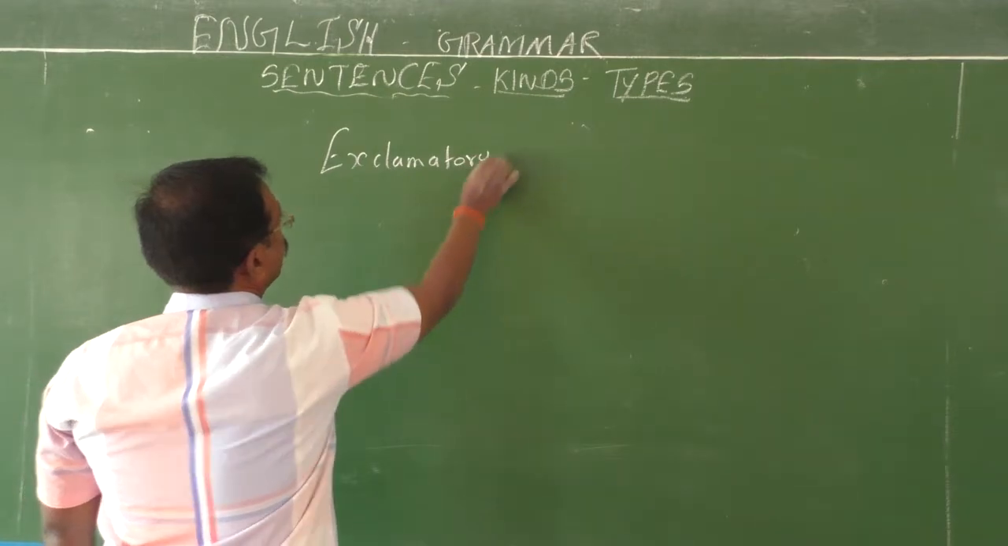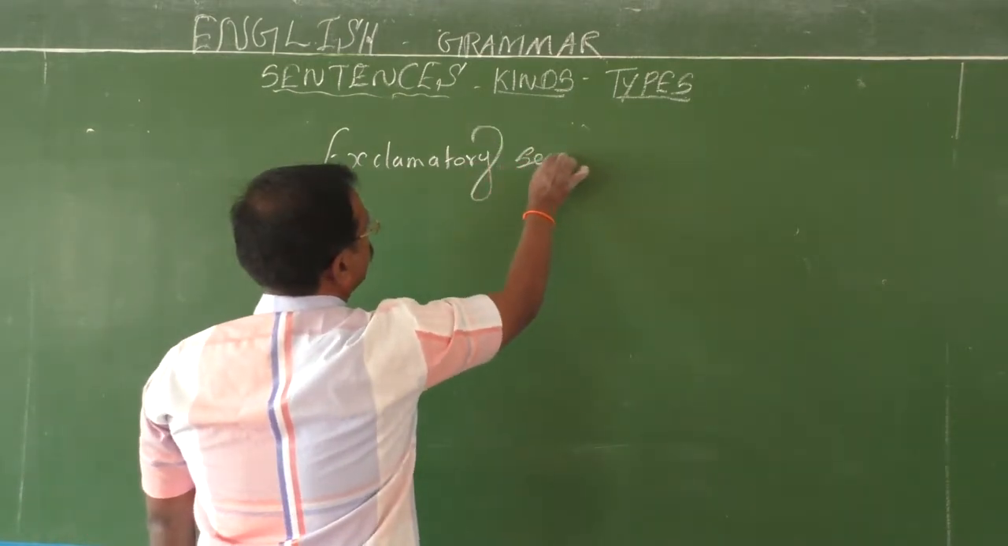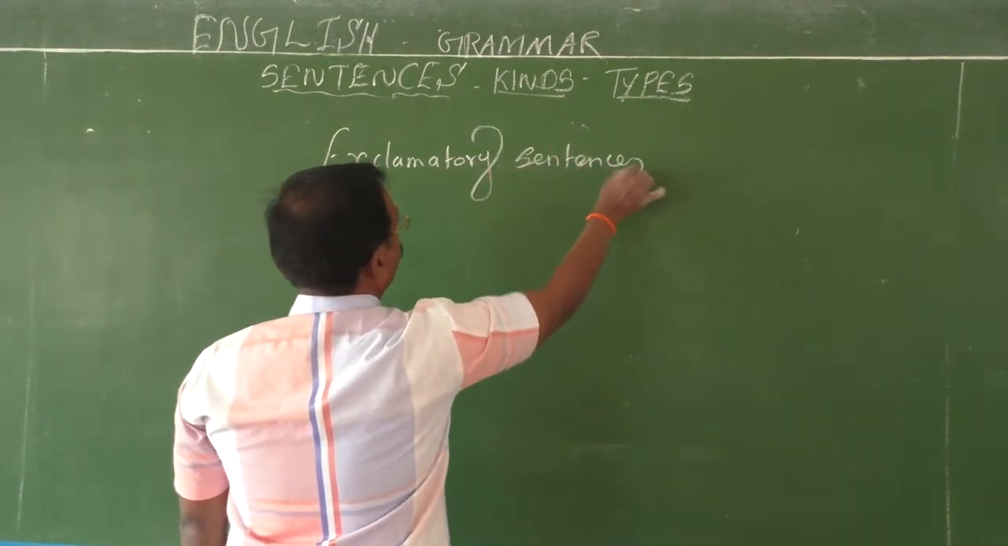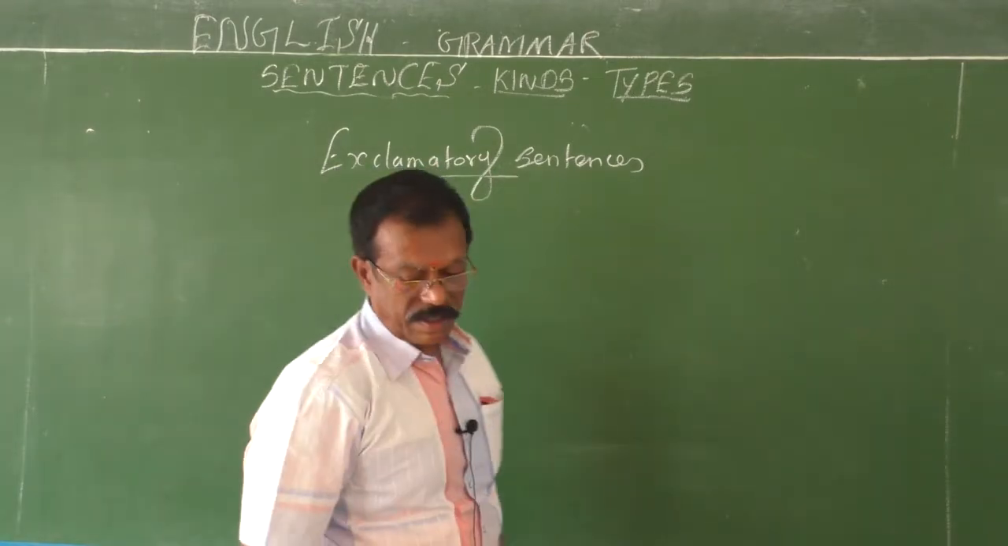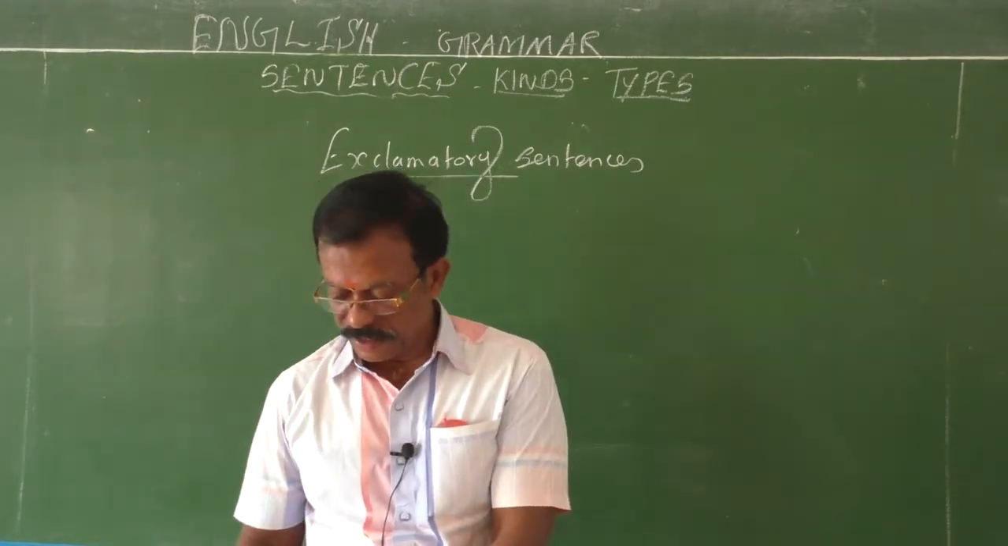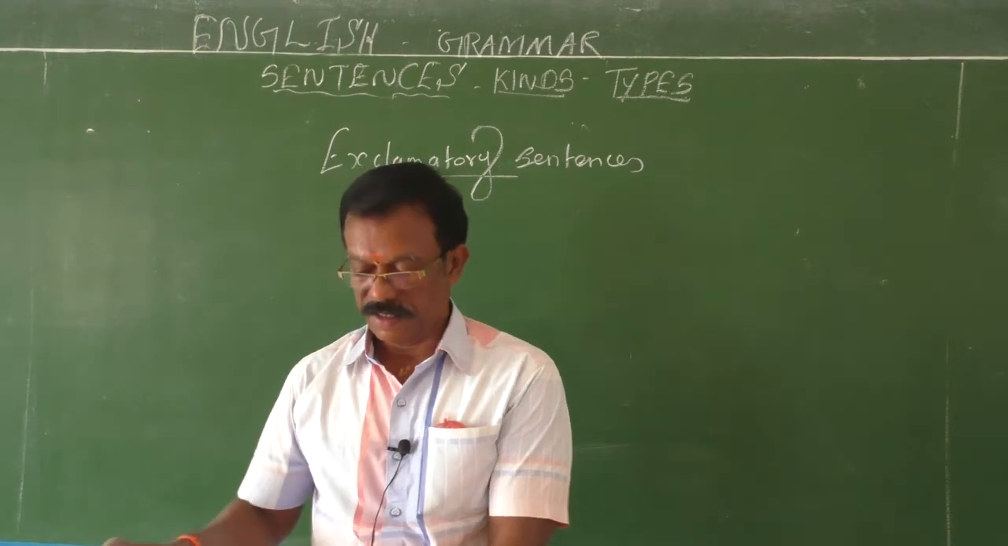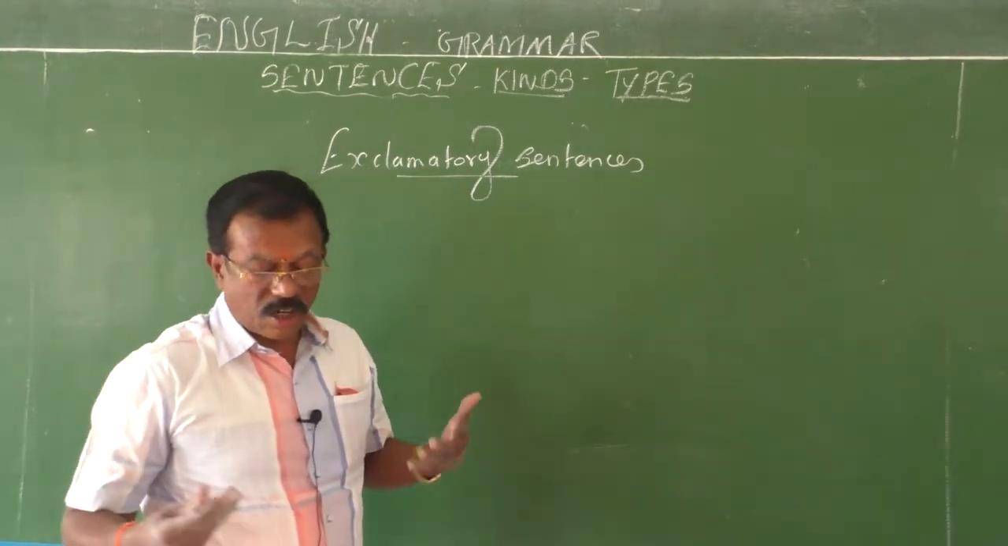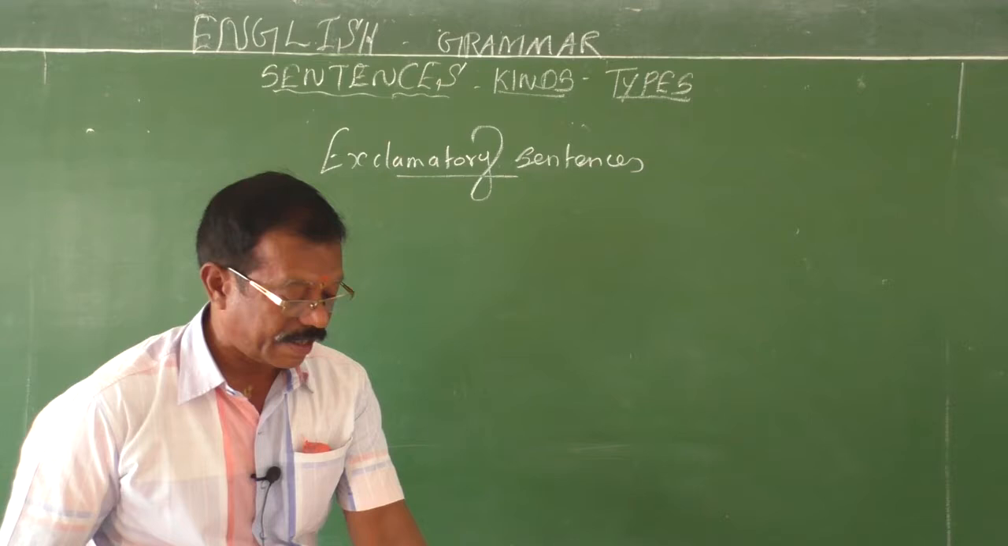Exclamatory sentences. Why do we call them exclamatory sentences? When we use these exclamatory sentences, it is a sentence that expresses a strong or sudden feeling.